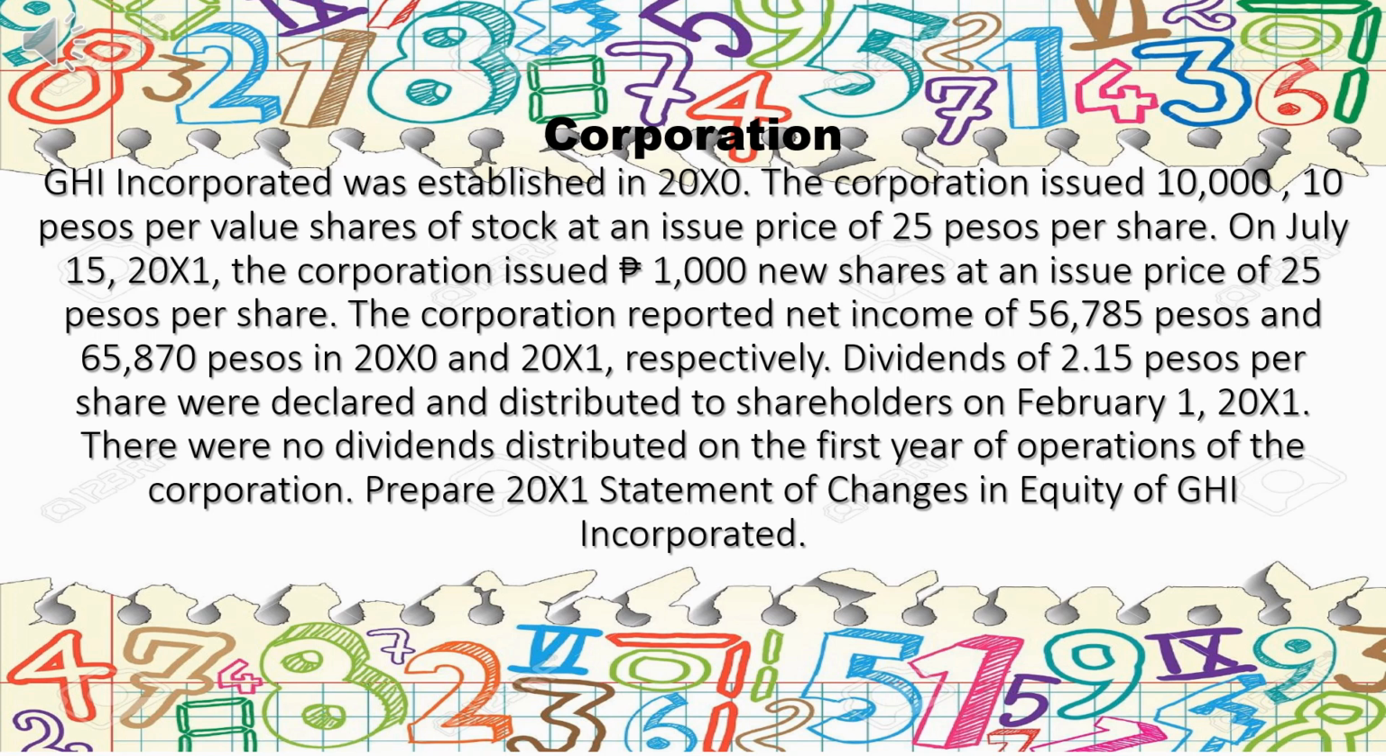The corporation reported net income of 56,785 pesos and 65,870 in 20X0 and 20X1 respectively. Dividends of 2.15 pesos per share were declared and distributed to shareholders on February 1, 20X1. There were no dividends distributed in the first year of operation of the corporation. Prepare the 20X1 statement of changes in equity of GHI Incorporated.